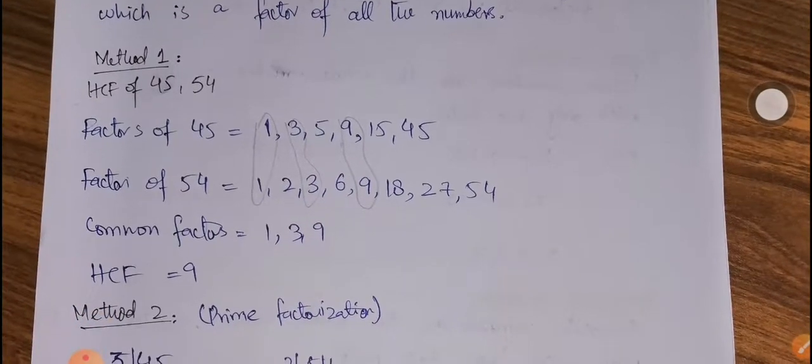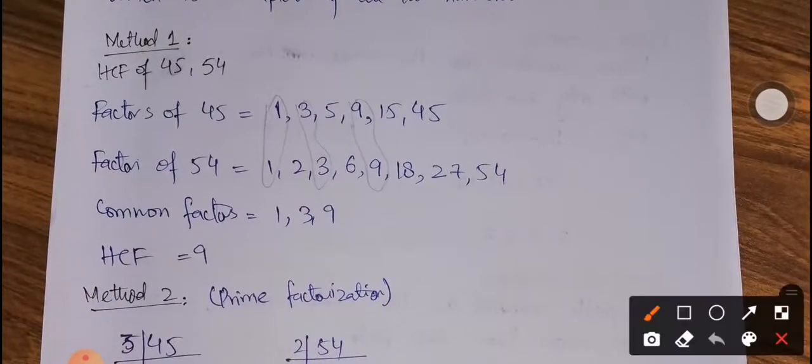So there are some methods to find the highest common factor. Let's suppose we are going to find the highest common factor of 45 and 54. In this first method, we will write down the factors of each number separately. Then we will find the common factors, and then choose the highest common factor.